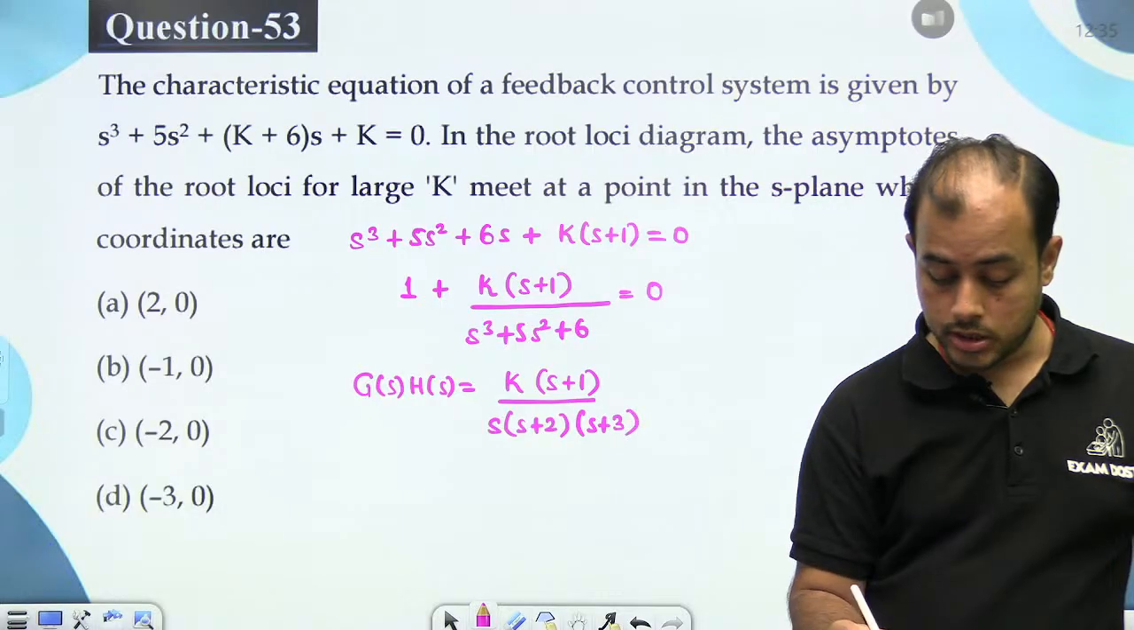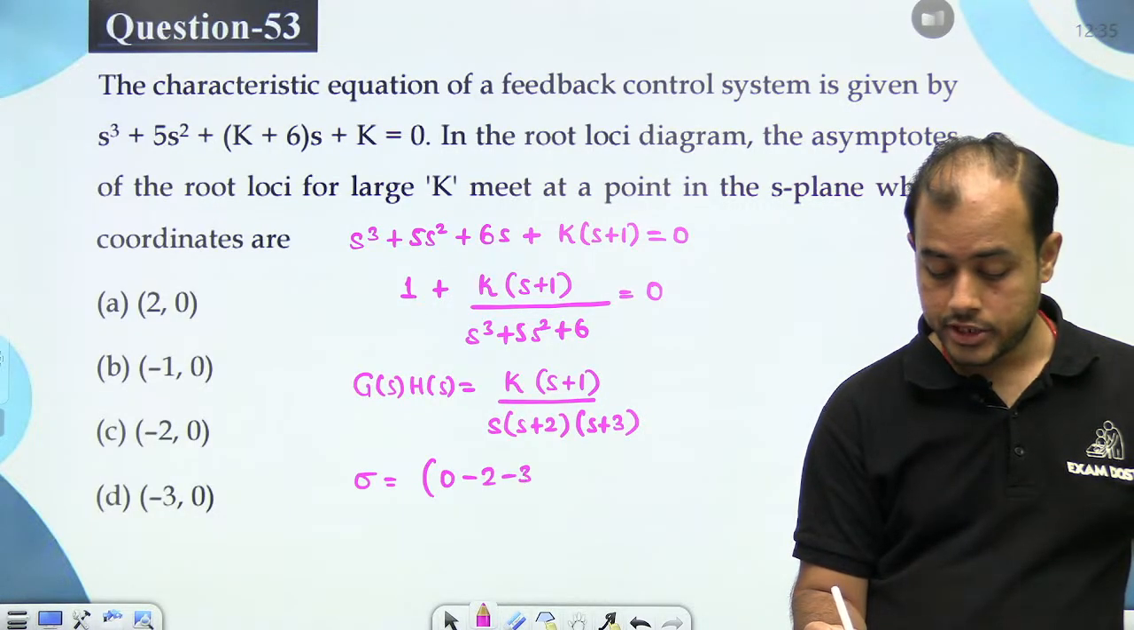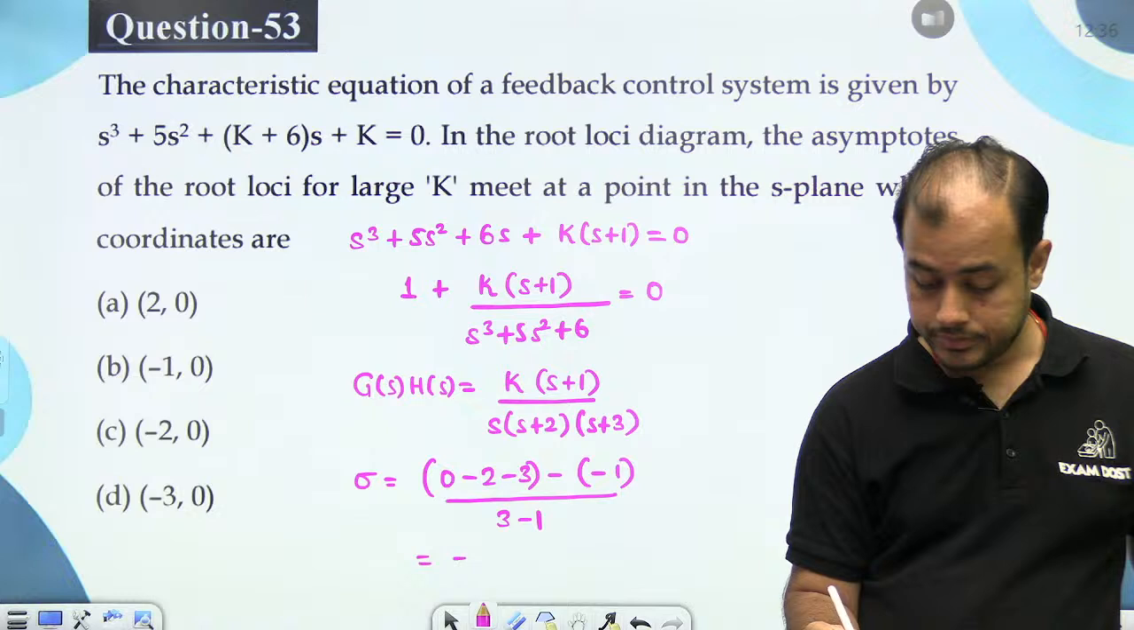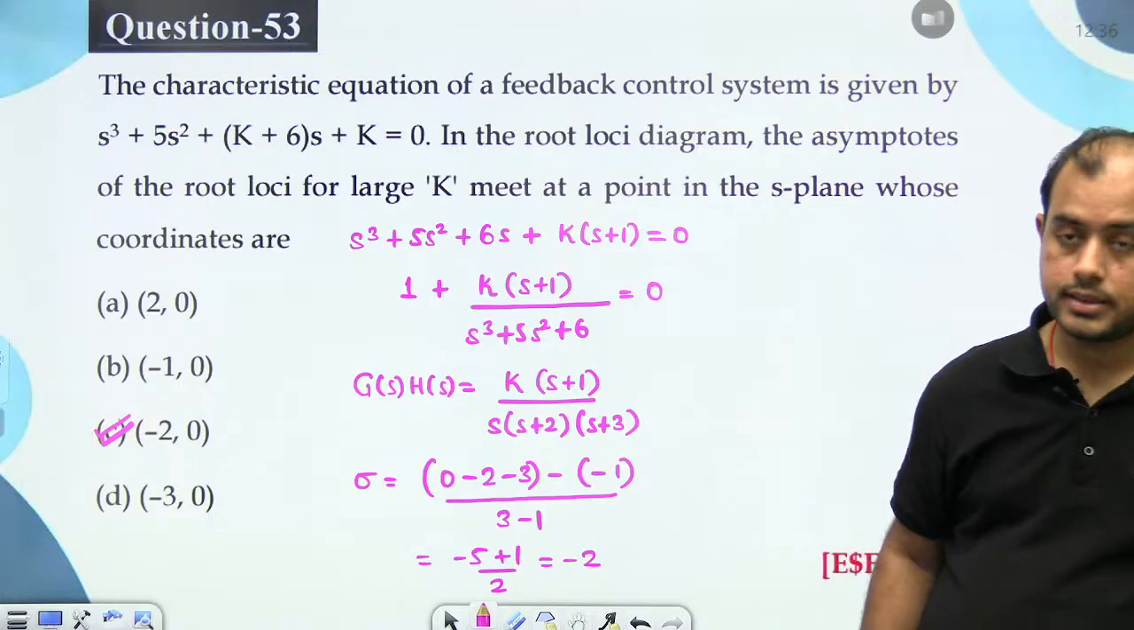so asymptote meet at a point called centroid. Summation of pole minus zeros. So C minus 2, 0.